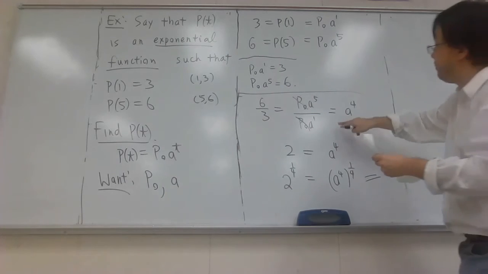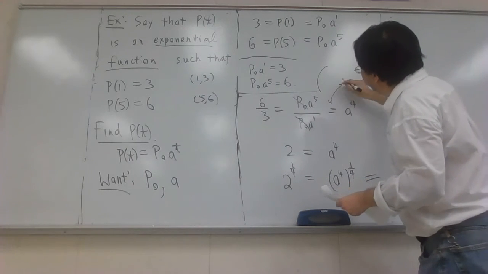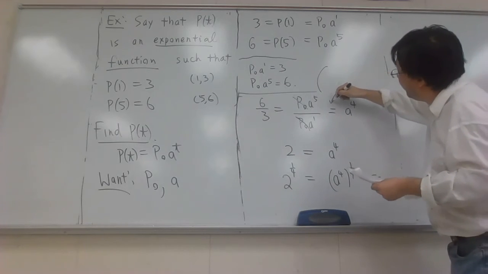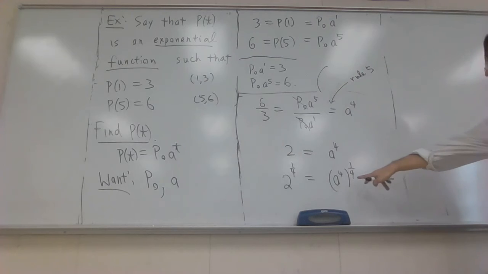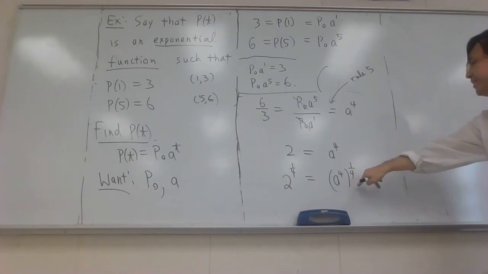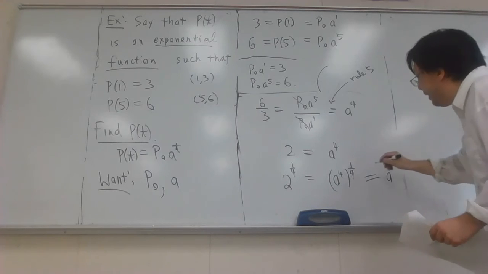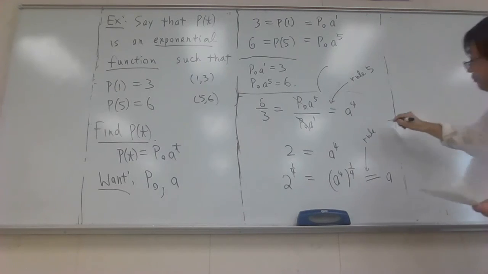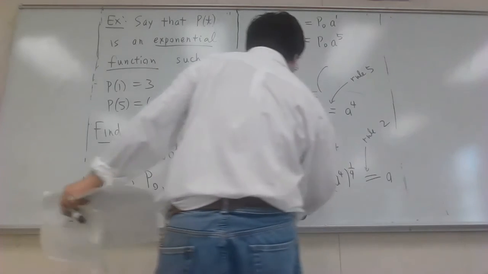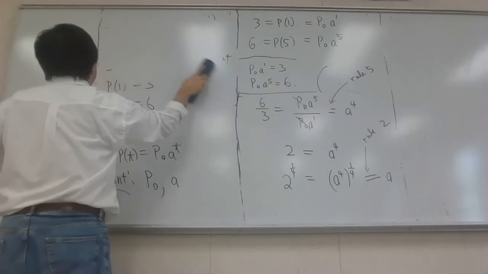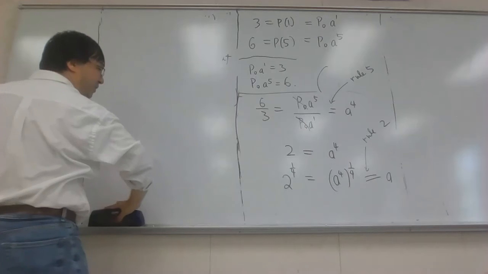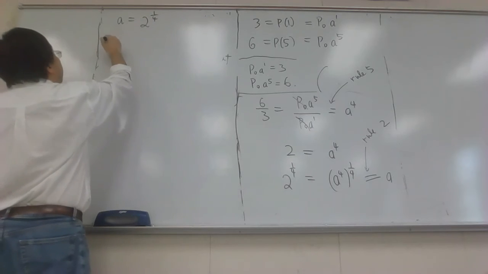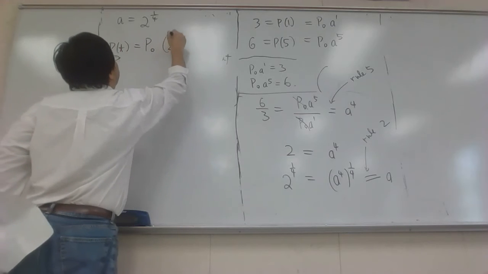Let me write down the rule for here first. Over here, I used the rule which says that if you divide 2 exponentials with the same base, it's the same as subtracting the powers. That's rule 5. And over here, I use the fact that repeated exponentiation is the same as multiplying the powers together, to get A to the 1, or A. That's rule 2. So then A is equal to 2 to the power of 1/4. If you want, you can write that into P of t. So P of t is equal to P naught times 2 to the power of 1/4, to the power of t.